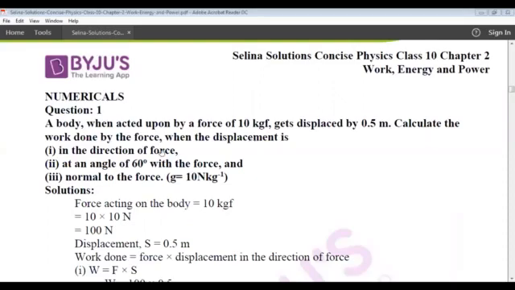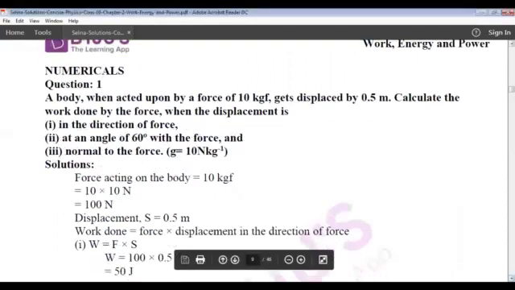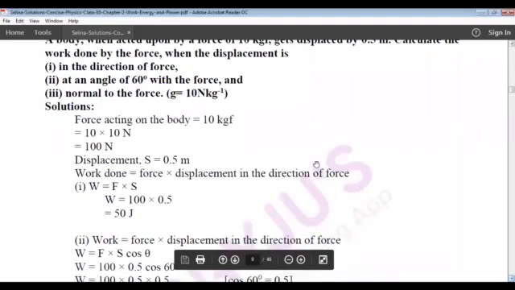Okay, the first numerical: a body when acted upon by a force of 10 kgf gets displaced by 0.5 meter. Calculate the work done by the force when the displacement is in the direction of force, second, at an angle of 60 degrees with the force, and third, normal to the force. Okay, the first one is when the displacement is in the direction of force.